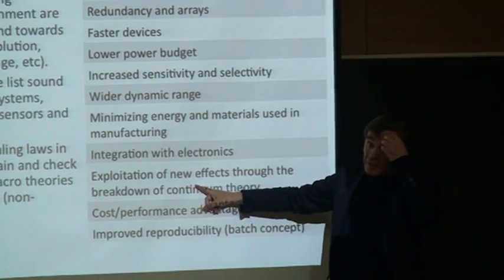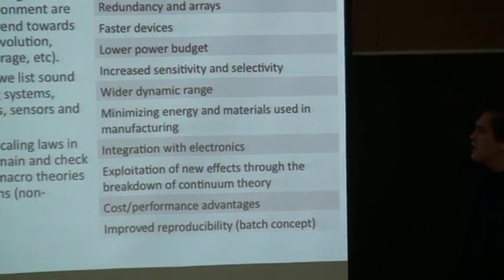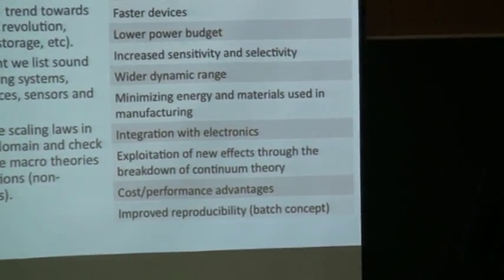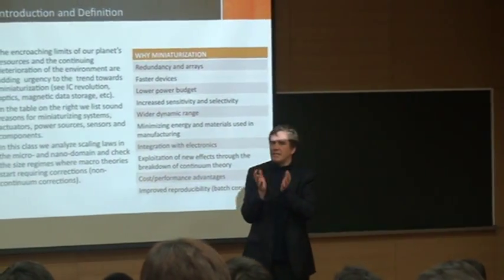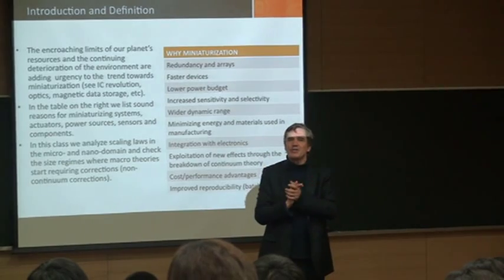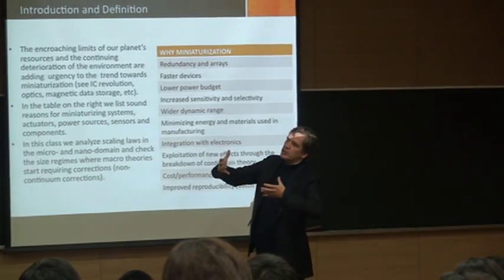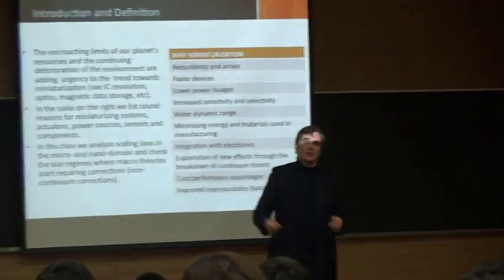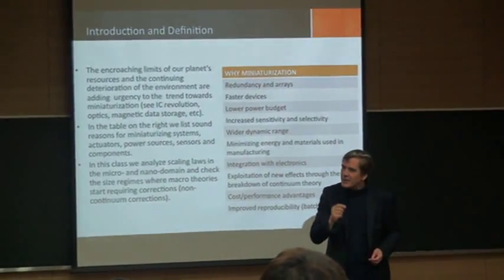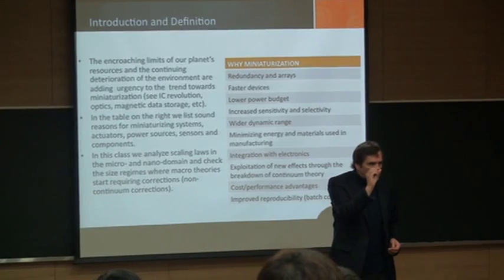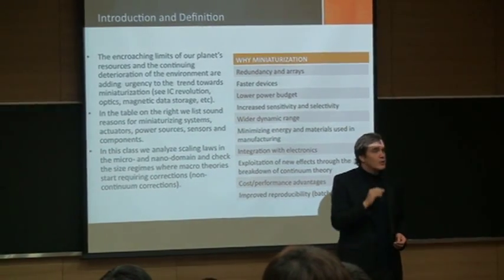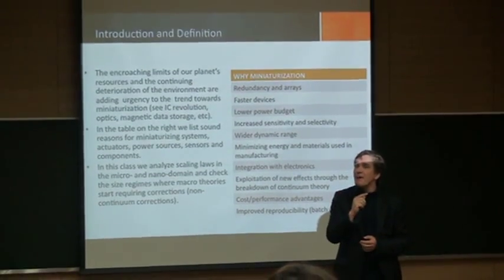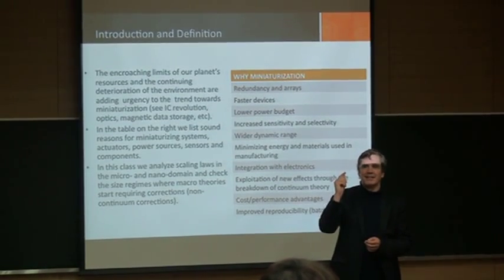That is, I wonder if you understand the sentence, exploitation of new effects through the breakdown of continuum theory. That's a complicated sentence, right? You see, when we study physics, we typically say boundary conditions, right? We say, okay, I'm going to assume my electrode, chemistry, is large compared to the diffusion layer thickness. That's a boundary condition. But in the micro and nano domain, that might not be true. I might have a working electrode that's small compared to the diffusion layer thickness. And then I have breakdown of continuum theory. And that's actually where MEMS and nanotechnology becomes especially of interest.